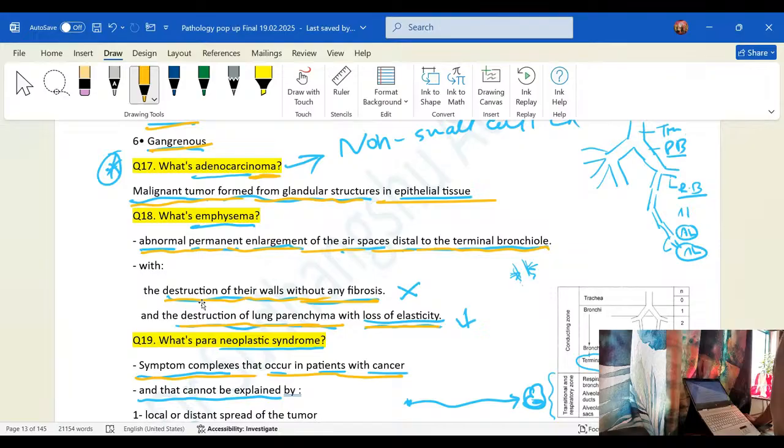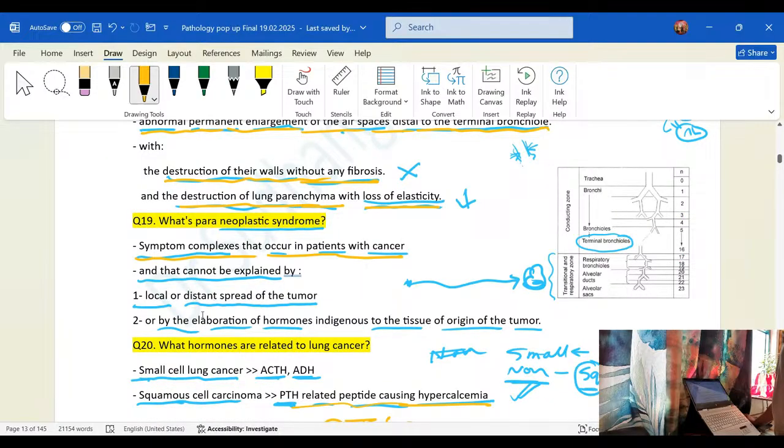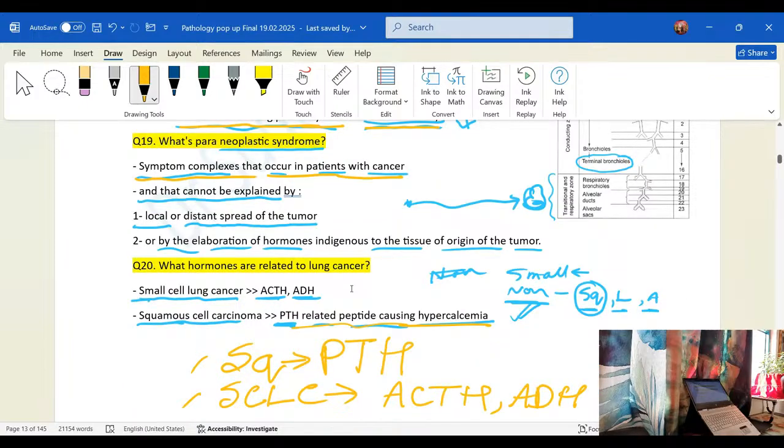What is paraneoplastic syndrome? It is a symptom complex that occurs in a patient with cancer, not explained by local or distant spread of the tumor or by the elaboration of hormones indigenous to the tissue of origin of the tumor. What are the hormones related to the cancer? Small cell lung cancer, small cell, which is very bad.